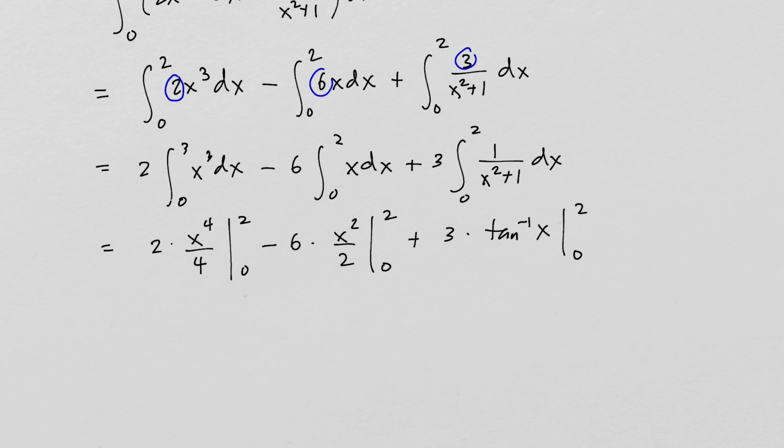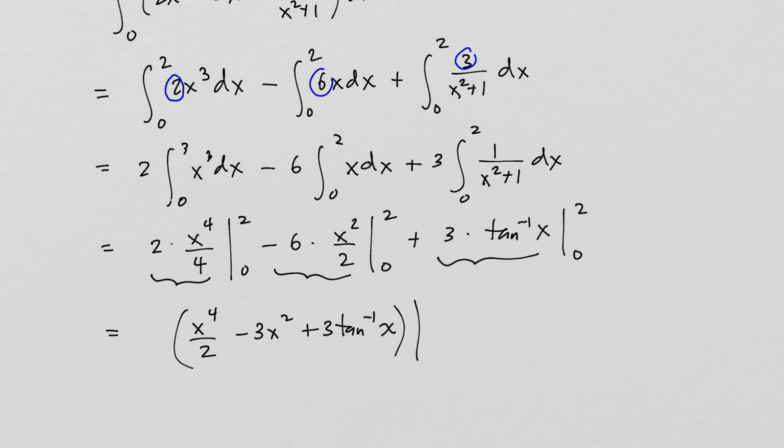And you can do that, but I think it's easier if you actually combine all these together, so this will be x to the fourth over 2. This one will be minus 3x squared. And this one is plus 3 inverse tangent of x. And you can just evaluate the whole thing from 0 to 2.